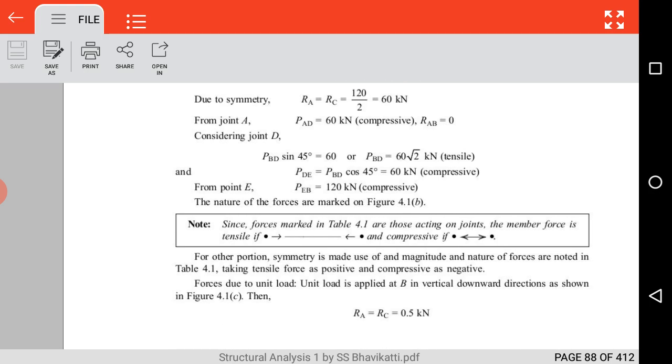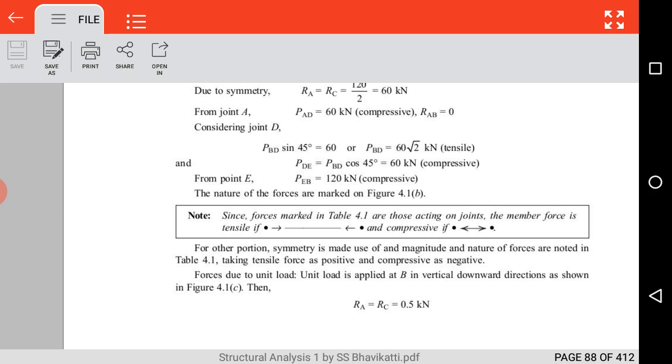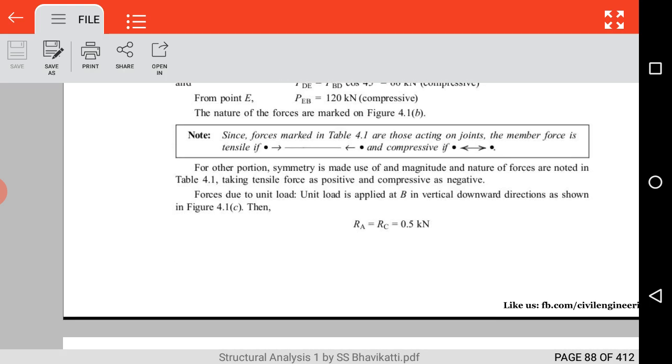For other portions, since it is a symmetrical truss, we can directly write the values. Symmetry is made use of, and the magnitude and nature of the forces are noted. The tensile forces are taken as positive and compressive forces are taken as negative.